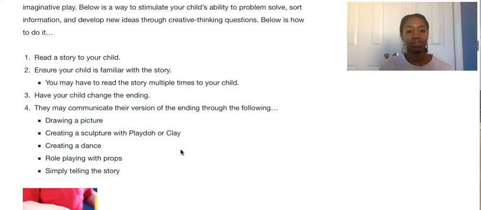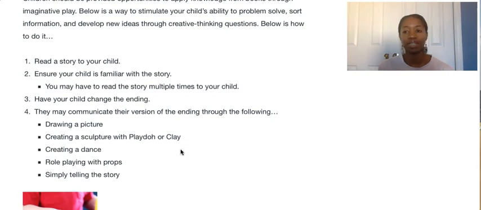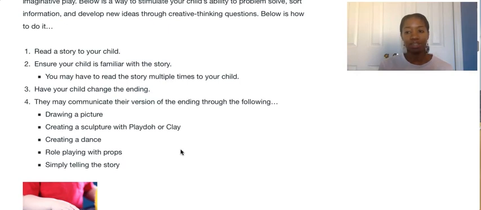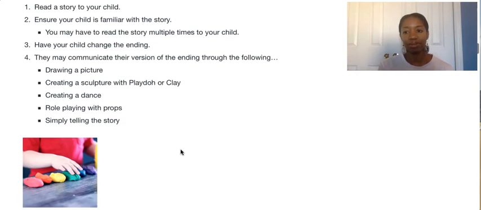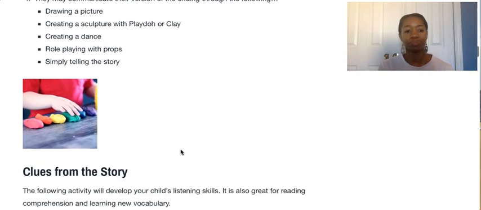And basically that's what they're going to do. They're going to actually just change the ending, and they're going to use a creative way to communicate the ending to you. So they can draw a picture, they can create a sculpture with Play-Doh or clay, they can create a dance or a commercial, they can do a role play with props, or simply just tell you the story, or any other creative way that they want to tell you.